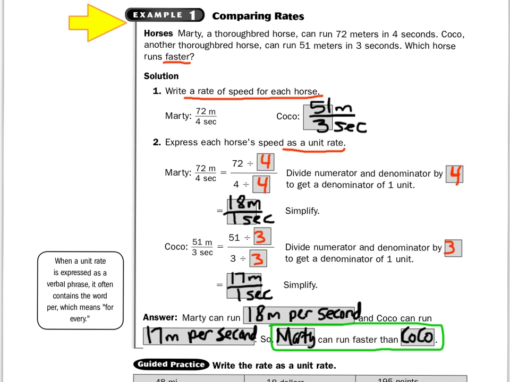Now Coco, we put 51 meters over 3 seconds. And again, we want to make the denominator become 1. So we're going to divide both the top and the bottom by 3. So we get 17 meters over 1 second. So we know that Marty can run 18 meters per second, and Coco can run 17 meters per second. Well, that would make Marty faster than Coco.